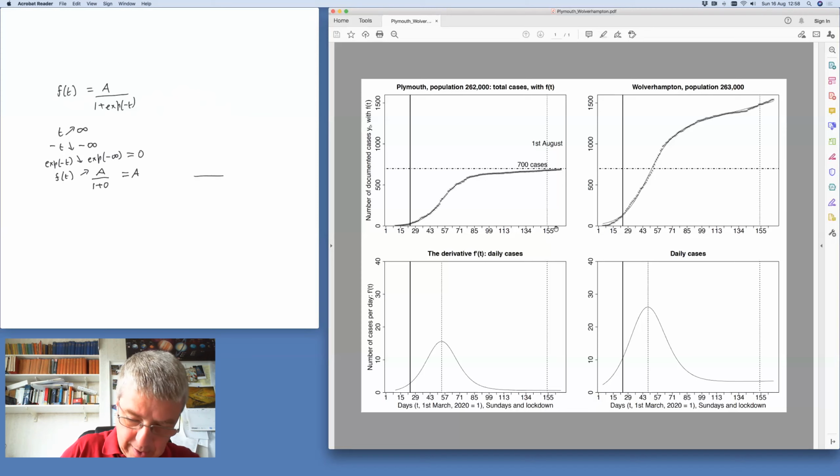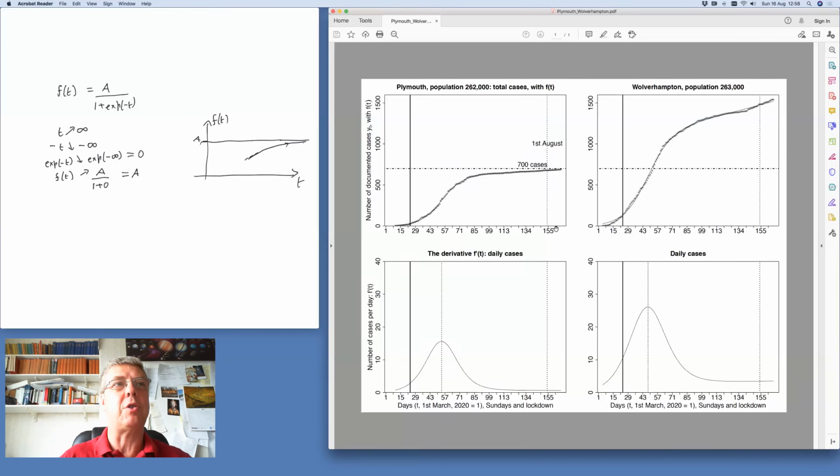So what that argument has shown is that if we plot f(t) against t, then here's a value a, and we know that as t gets bigger, this function tends upwards to a. Sometimes we refer to a as a limit or asymptote. So the function tends up to a. And if we look at our plots there, we can see a is going to be around the 700 mark for Plymouth.